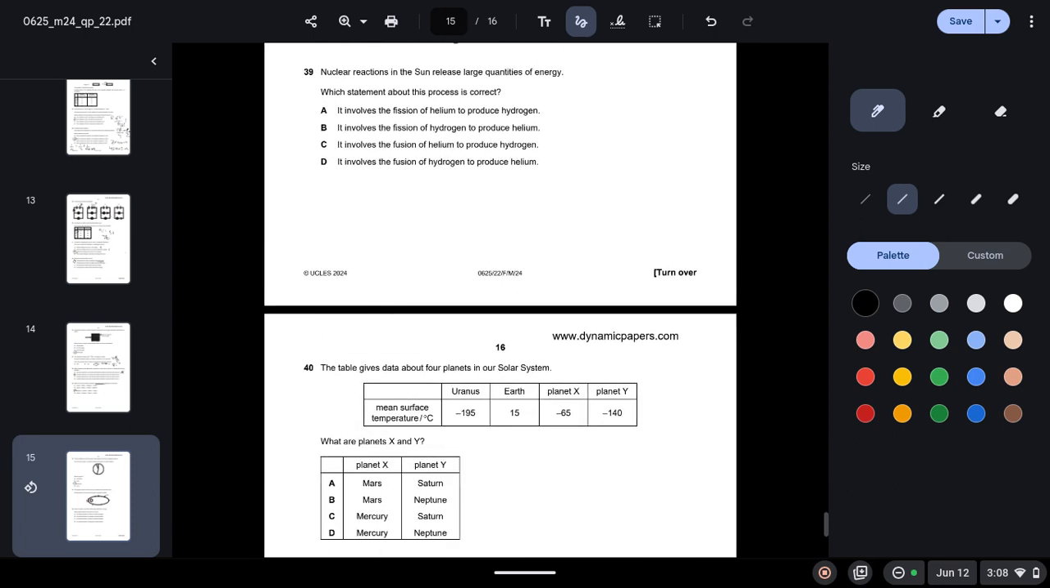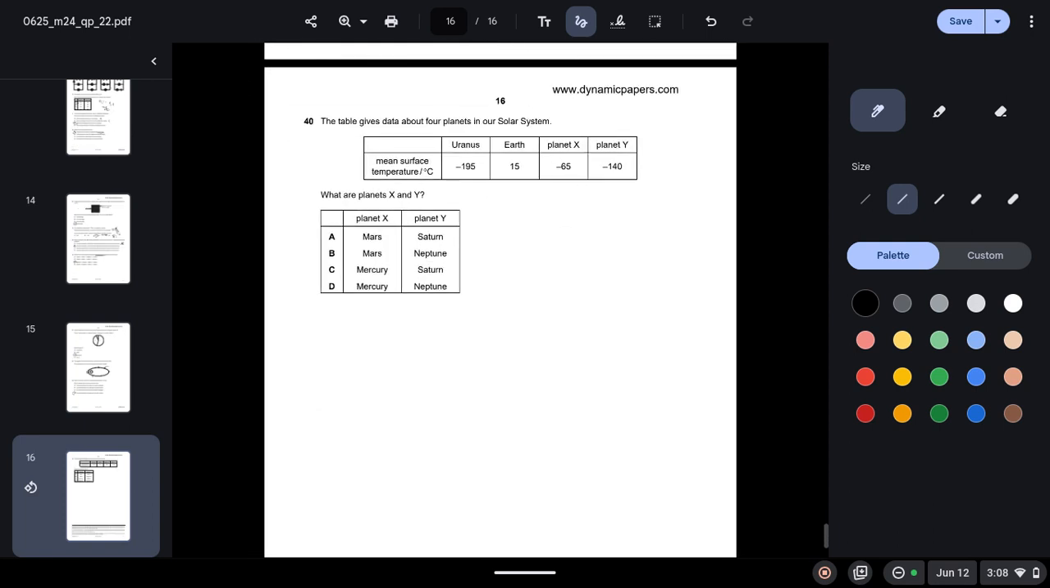Nuclear reactions in the sun release large quantities of energy. Which statement about this process is correct? So we know that in the sun nuclear fusion occurs, which releases large quantities of energy, and fusion of hydrogen produces helium. So D is correct.